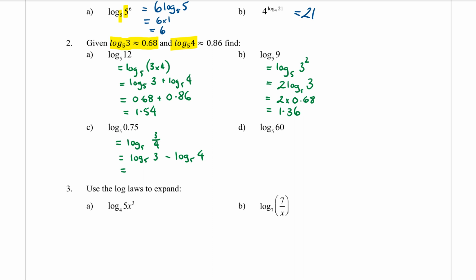And we can sub in. Log base 5 of 3 is 0.68. Log base 5 of 4 is 0.86. And we get a negative answer, negative 0.18.